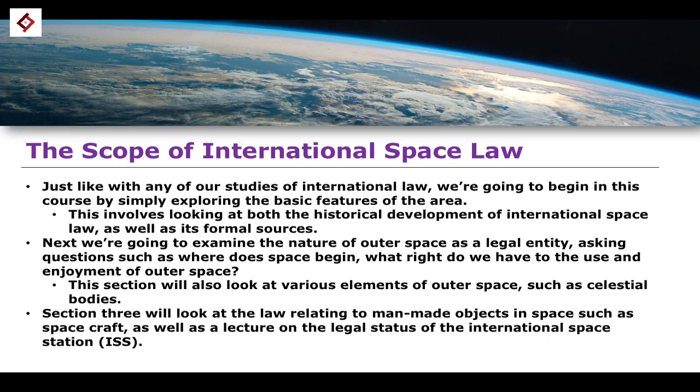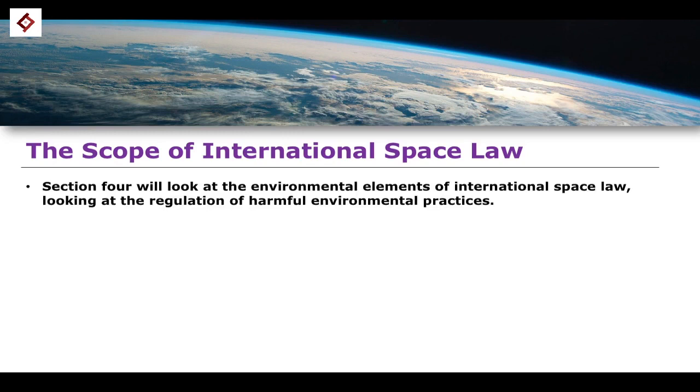But we'll also focus as well talking about other man-made objects like satellites as well, and other things relating to that. So, Section 4 is the section that is going to start to talk about some more of the intersectional elements of international space law. So we'll focus on, for example, environmental elements of international space law, looking at the regulation of harmful environmental practices.